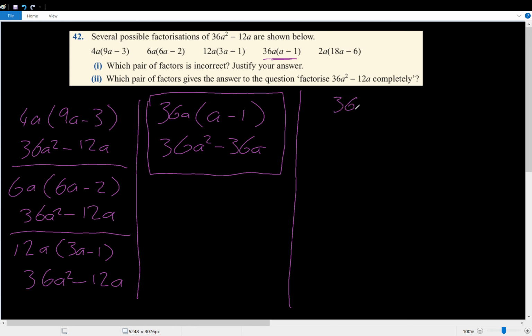So if we write out 36a squared minus 12a, the highest common factor between the numbers 36 and 12 is 12, and the highest common factor between a squared and a is a. And we open our brackets, and 36a squared divided by 12a is 3a, and 12a divided by 12a is 1. So 12a times 3a minus 1, which is our middle one just here, is the answer to part 2 of this question. And that is that.